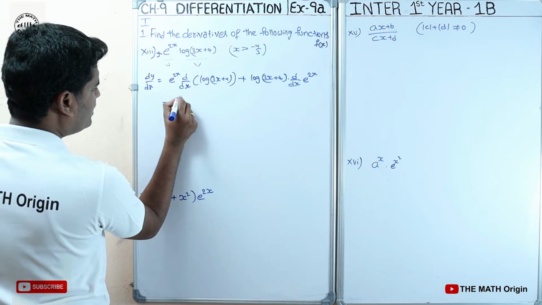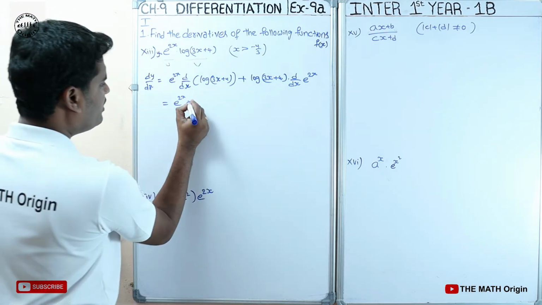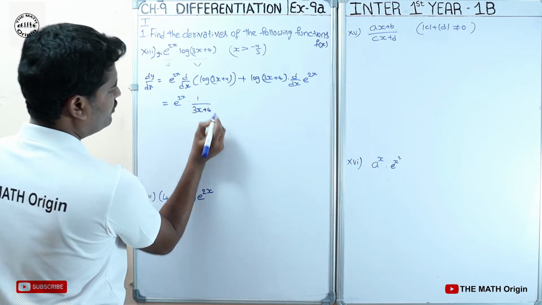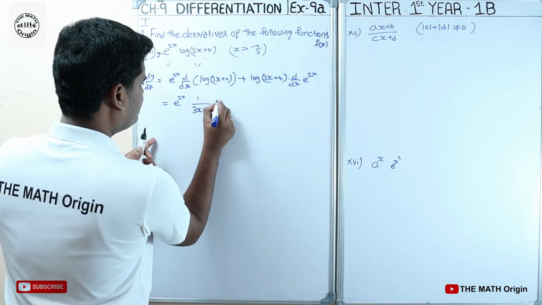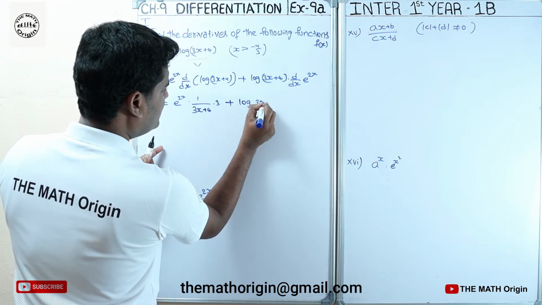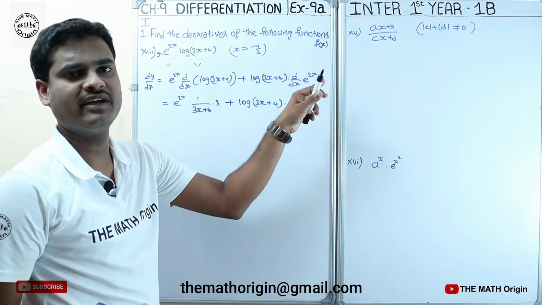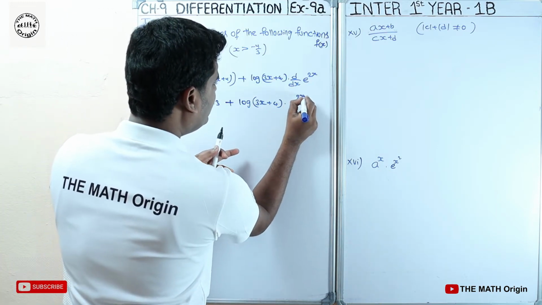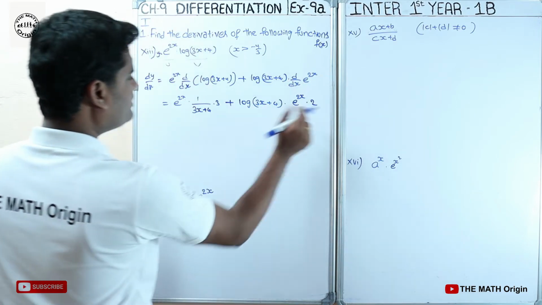Therefore that is equal to e power 2x into d by dx of log x. Log x, we all know, is 1 by x, so 1 by 3x plus 4, and the internal derivative of 3x is 3, plus log 3x plus 4 into d by dx of e power x. E power x is e power x, and the internal derivative of 2x is 2.